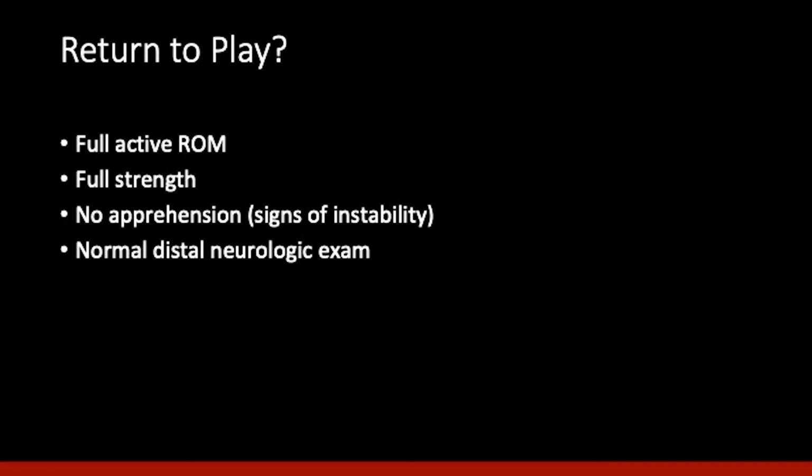So, return to play at the time of the injury. If they have full active range of motion, they have full strength, and they have no apprehension, that is to say, you can position them out here and externally rotate them, and they don't express any concerns or pain on the anterior joint line. And I think it's also important to check for posterior apprehension. So that would be having them put their arms in front and actually load the arm. They have no apprehension and they have a normal neurologic exam. They should be safe to return to play on that day at that time.